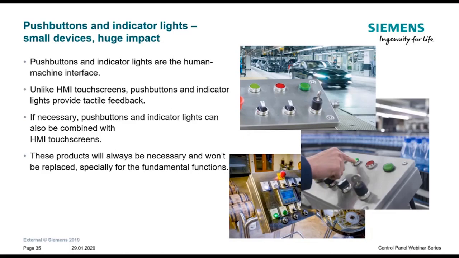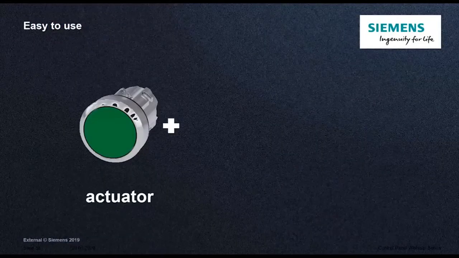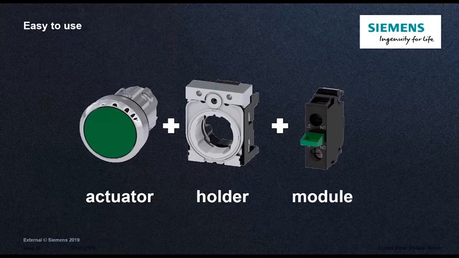Good! Now let's see about Profinet for control panel optimization in push buttons and indicator lights. So actually push buttons and indicator lights are the human interface of the machines. Unlike the HMI touchscreens, push buttons and these indicator lights provide tactile feedback. These products will always be necessary and won't actually be replaced, especially for some fundamental functions that you will always have.